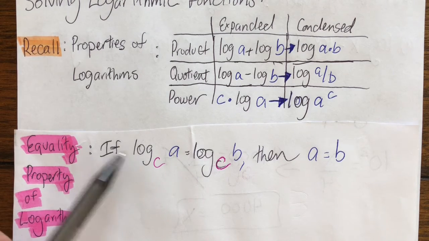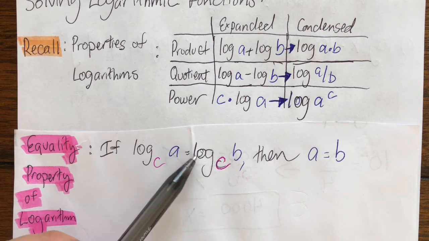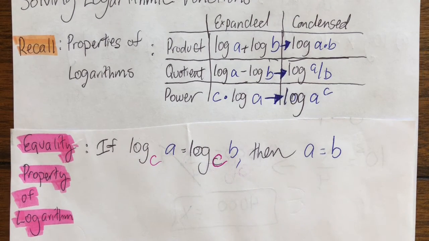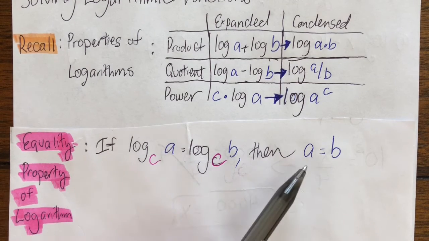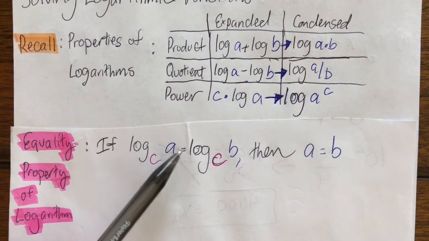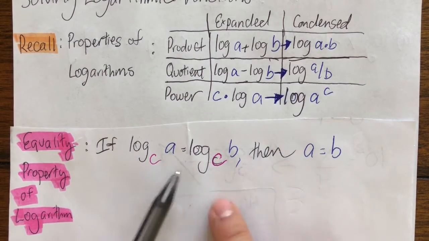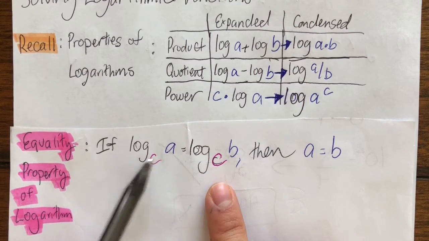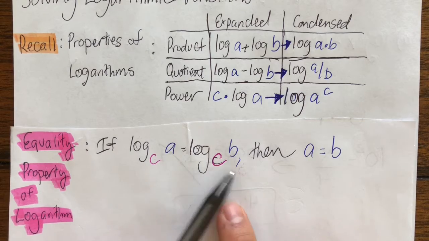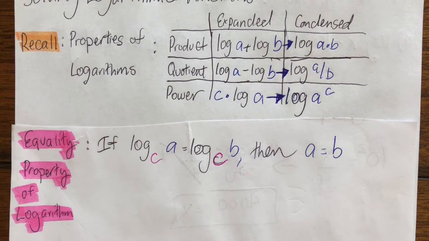This property states that if log C of A equals log C of B, so if my bases are the same, then I can get rid of the two logs and just have the two outputs equal to each other. That means A will have to equal B. It can't just be log 2 of A equals log 3 of B. The bases have to be the exact same in order to use the equality property.